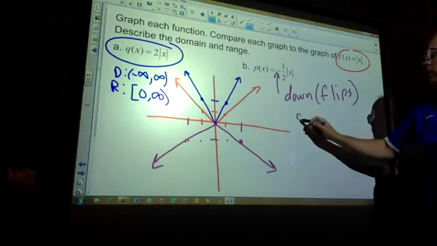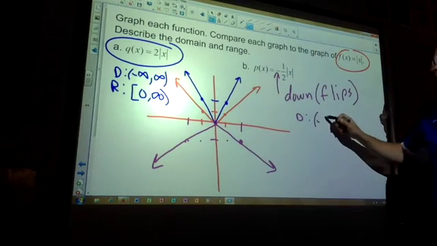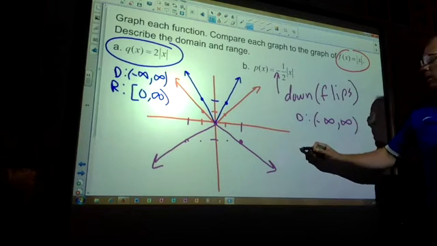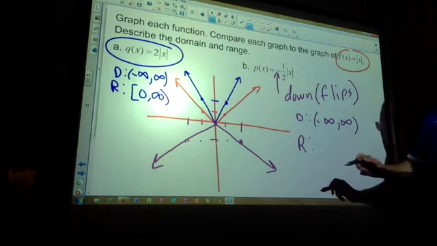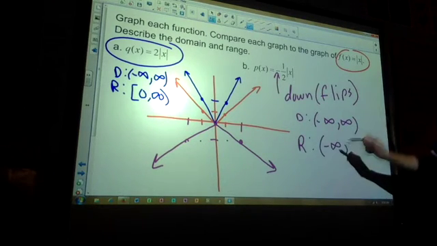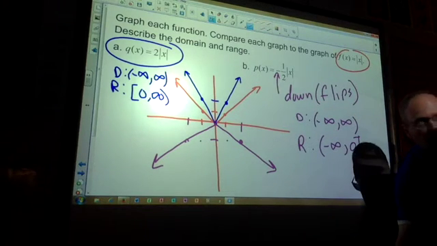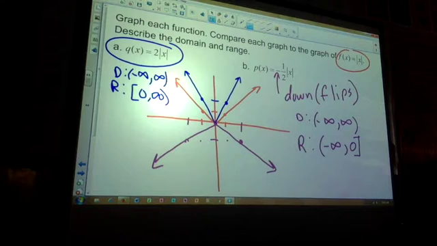Purple domain. If I go forever that way, I still have a graph below us, and forever this way, still have a graph below us. So again, still holding true what we know. The range, though, what's going on? Where's it going? Negative infinity. So it's coming from negative infinity and getting to 0. It's coming up from negative infinity, getting to 0 and stopping. It goes left to right. Think about where it's coming from and where it's going to. Okay. Cool.